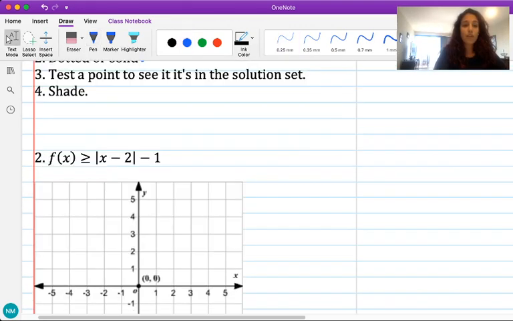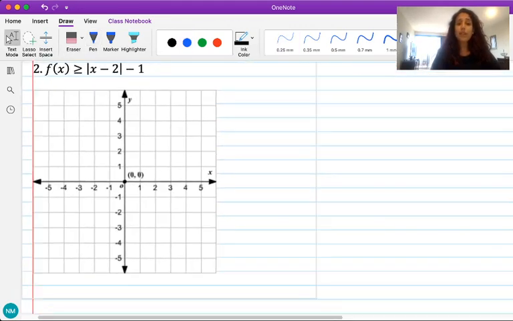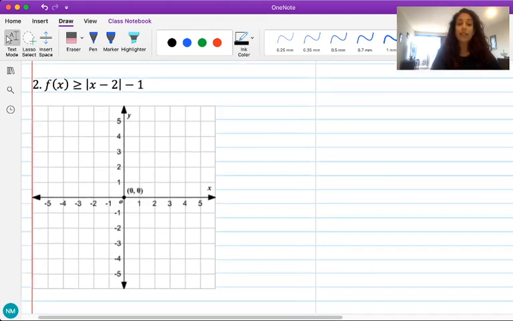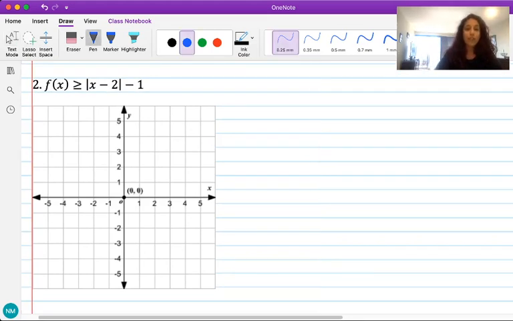So we have this function right here. f of x is greater than or equal to the absolute value of x minus 2, minus 1. So my vertex is going to be (2, -1), right? That's my vertex. And then my a value hasn't changed, so I know it's concave up and it's a slope of 1. So my actual shape of my graph is the exact same. So I'm going to go by a slope of 1 and negative 1.